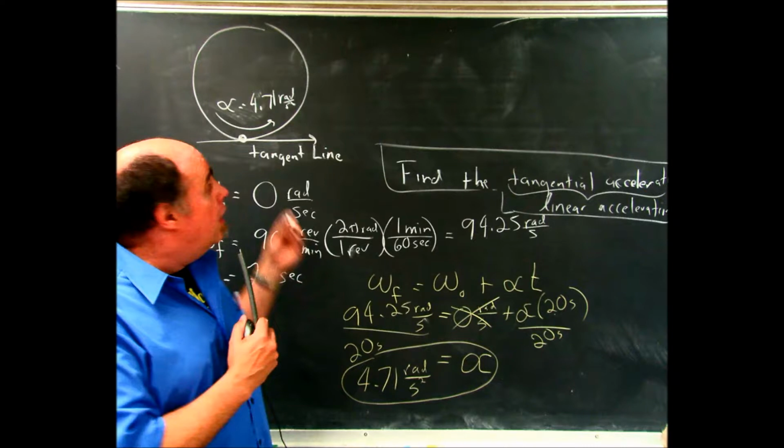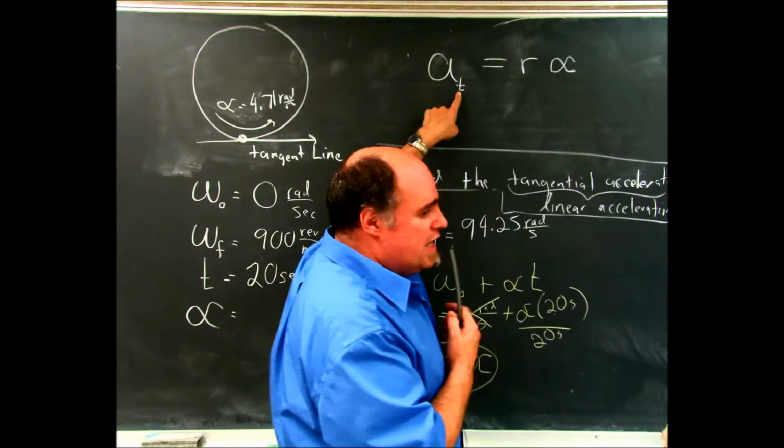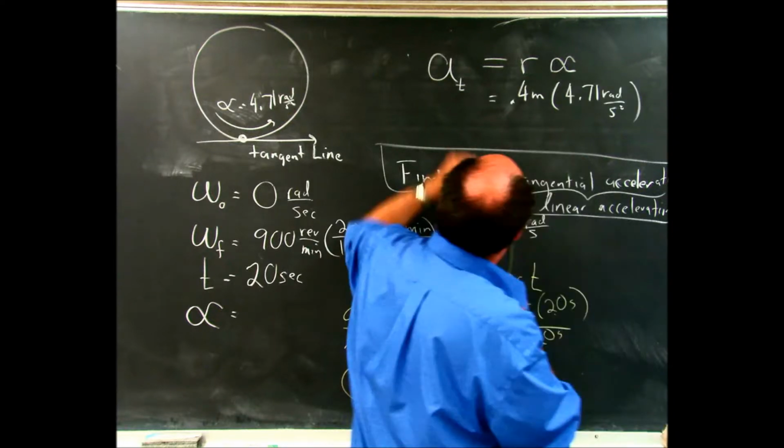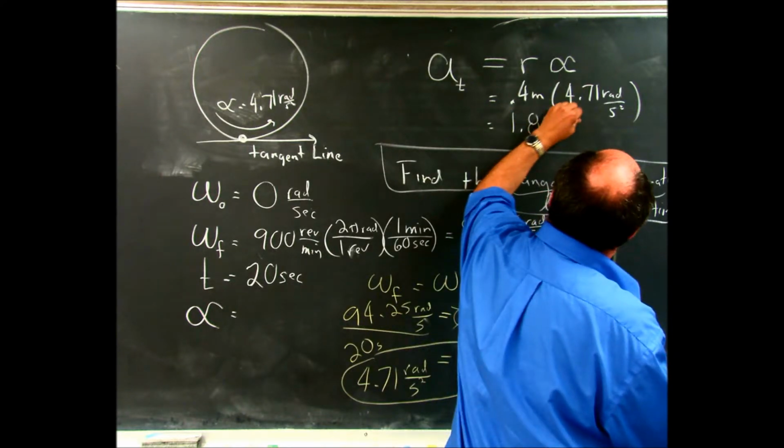A few minutes ago on the screen, I had written this: the linear acceleration is equal to r times the angular acceleration. Sometimes the books will use a subscript t, and that subscript t means tangential. So we know that the radius was 0.4 meters, and we know that the angular acceleration was 4.71 radians per second squared. If I plug that into my calculator, it comes out to be 1.885, and it's meters per second squared.